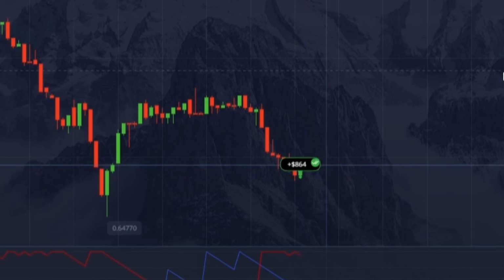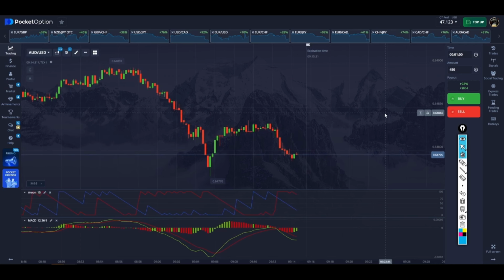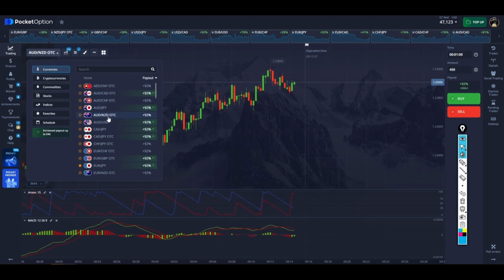Perfect. The trade on the Australian dollar US dollar currency pair closed in profit. The market situation was read correctly, a great sign for a strong trading session. Let's look for the next setup and keep making profits.